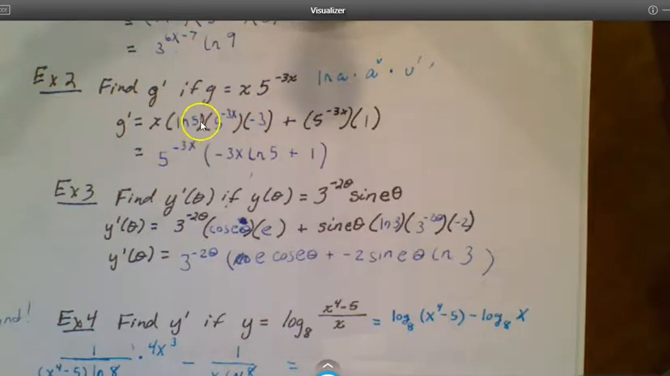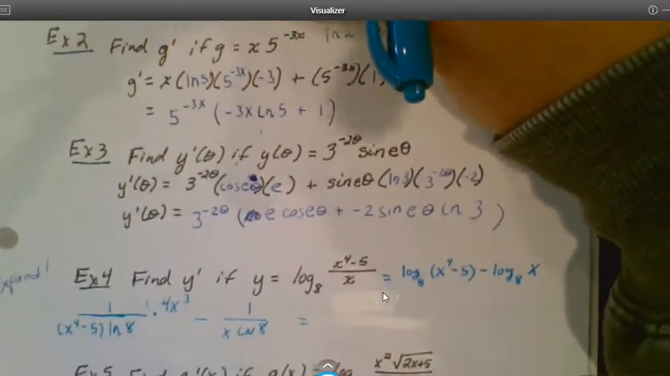So I have my natural log of the base times a to the u times the derivative of u, which is that negative 3. And so this is my first times the derivative of the second, plus the second times the derivative of the first, and the derivative of x is just 1. So we get that look right here. And then here's where you can simplify as much as you can. This one factored out the 5 to the negative 3x, and this is what would be left over.